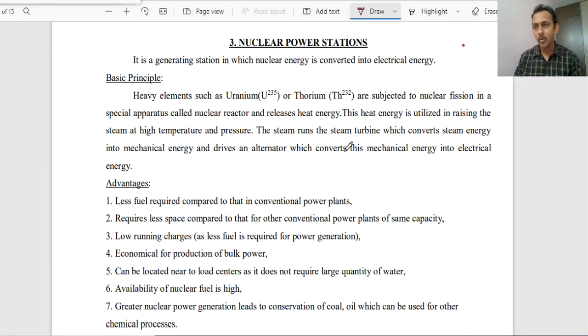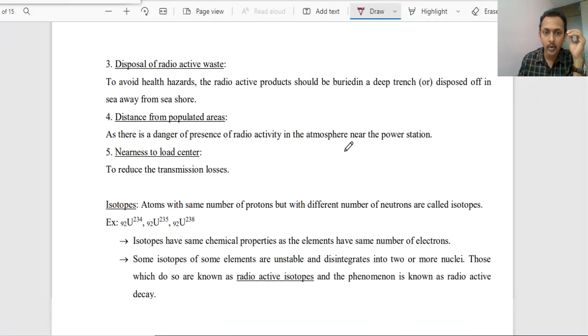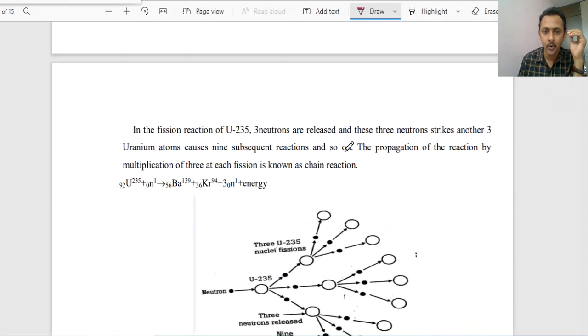In this video, we are going to discuss the nuclear power station layout. What are the different components we are having? What are the major components we are having? And what is the functionality of each and every component? All those things we are going to discuss in this video.